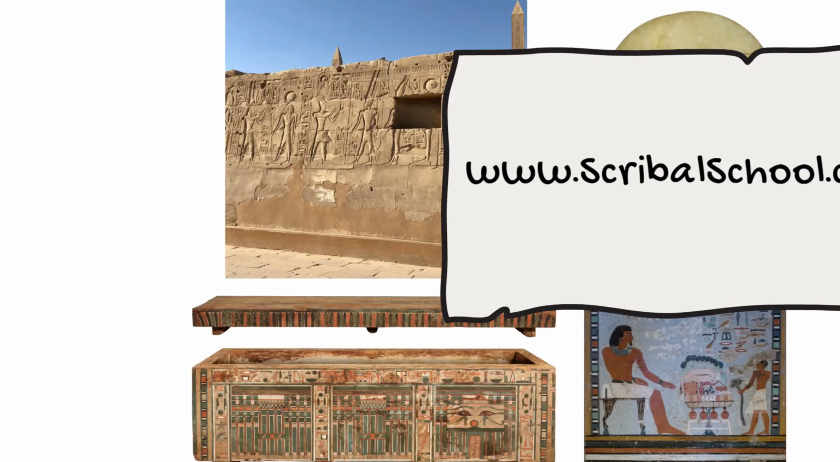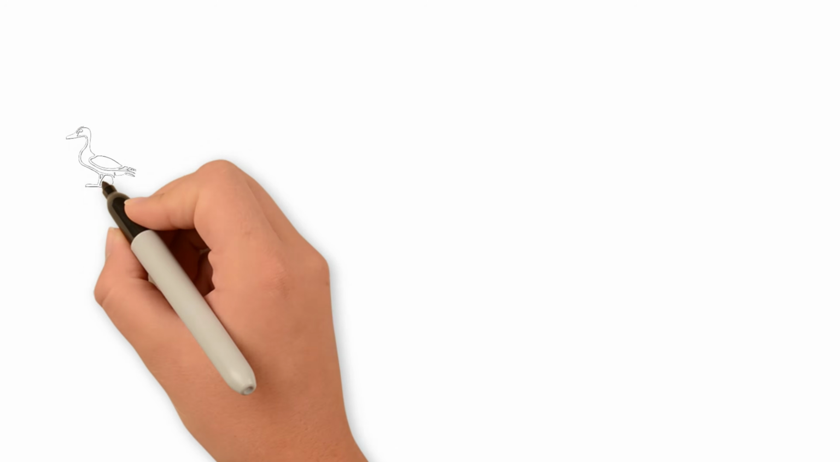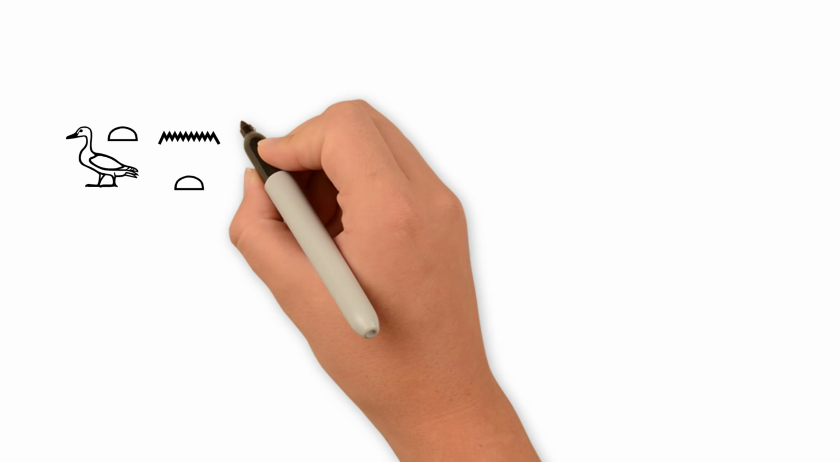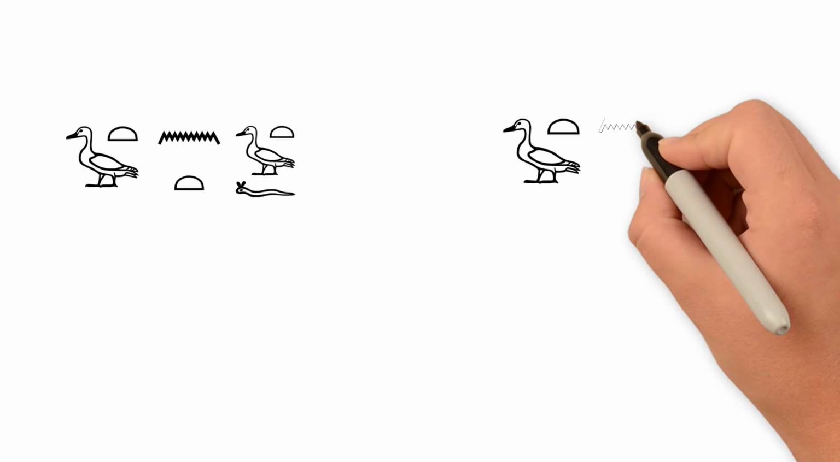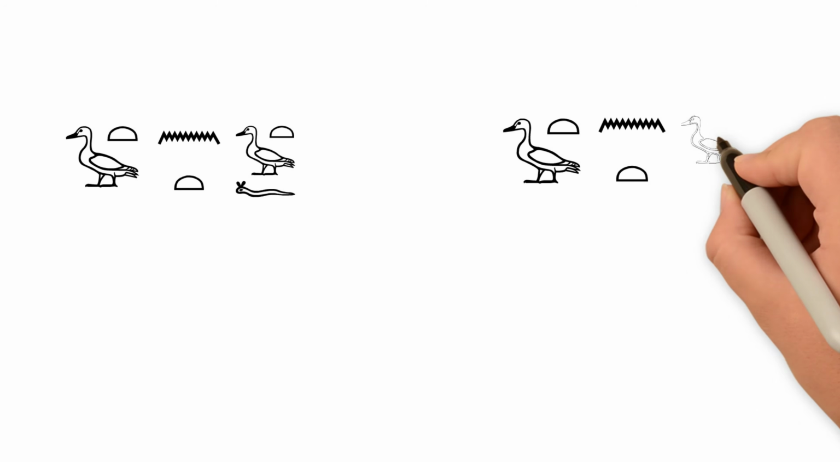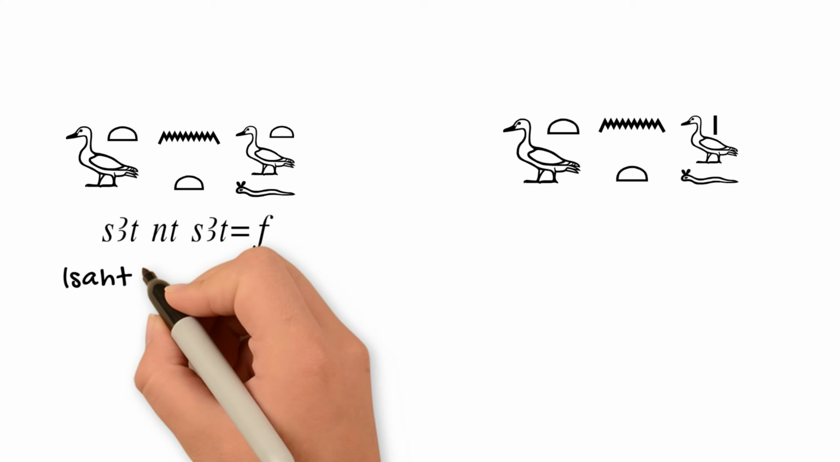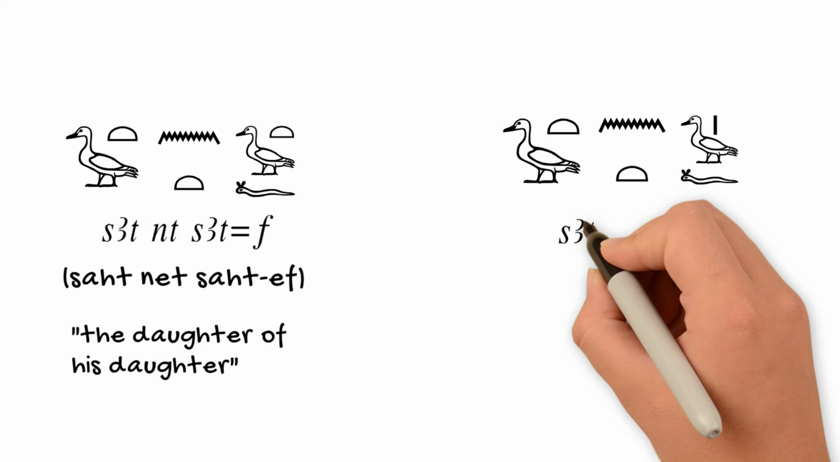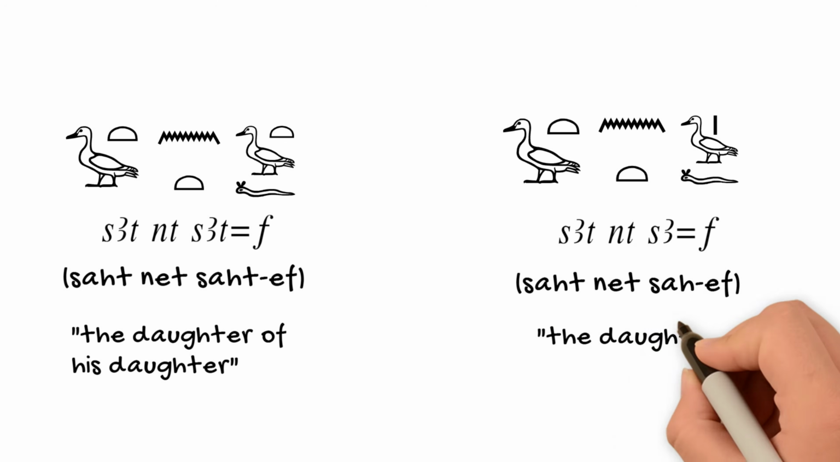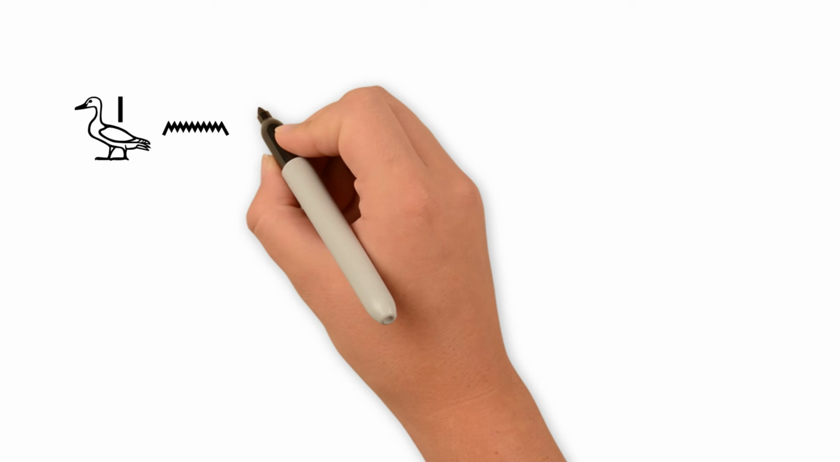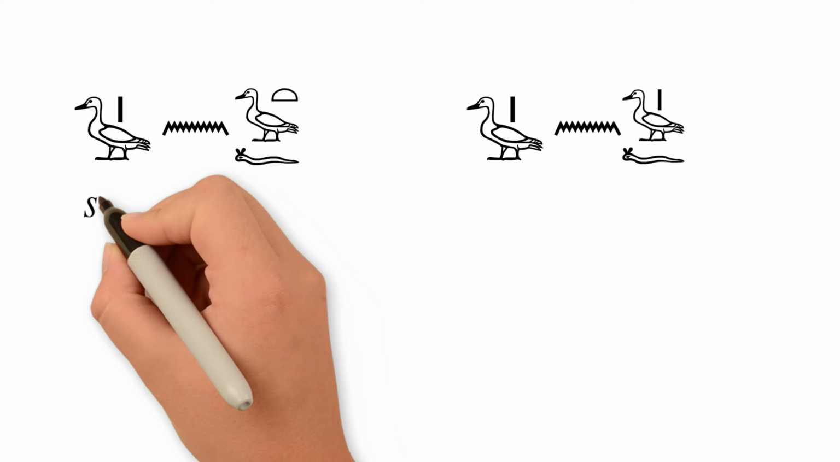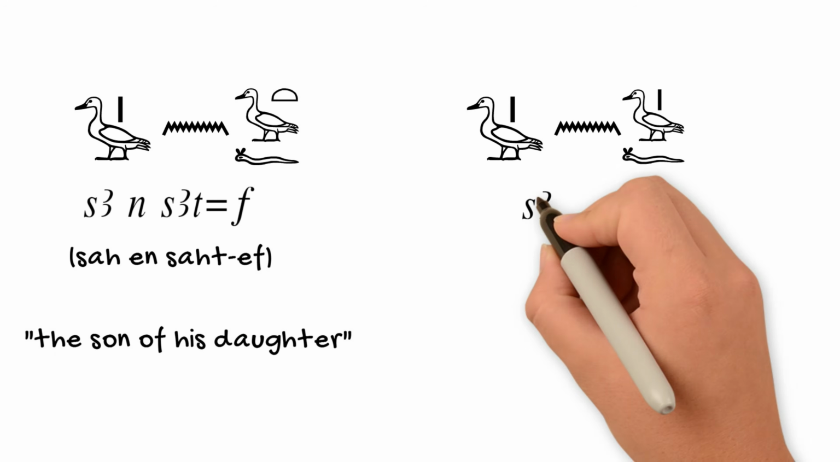This more specific way to label a grandchild was similar to how they labeled grandparents that we talked about in a previous video. So for a granddaughter, they would label her as the daughter of his daughter, or the daughter of his son, for example, zat net zat f, or zat net za f. And for a grandson, they would write the son of his son or the son of his daughter, za en za f, or za en za f.